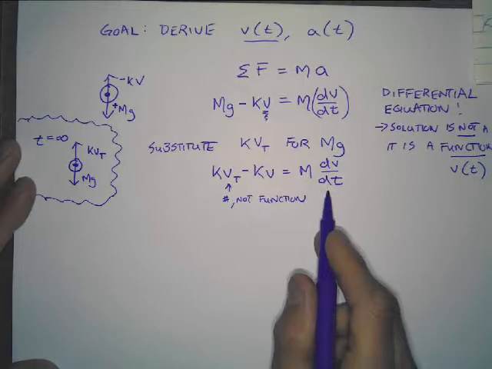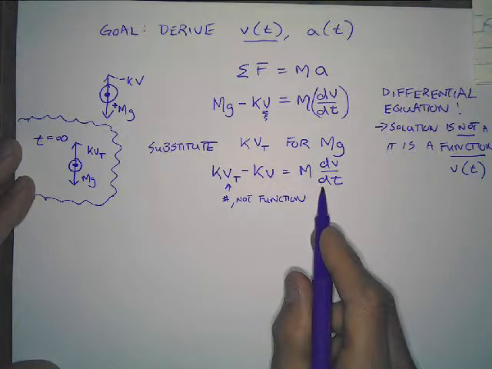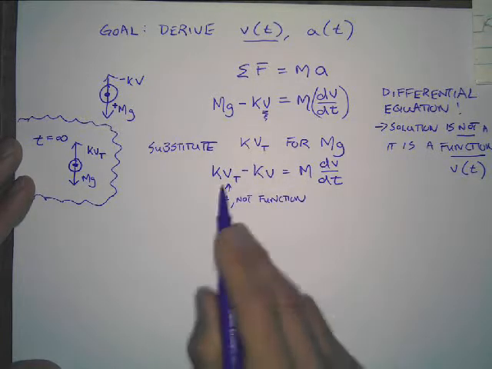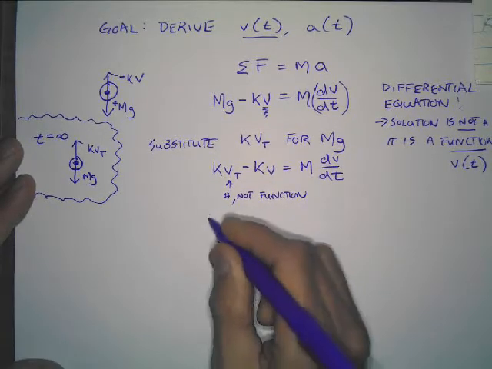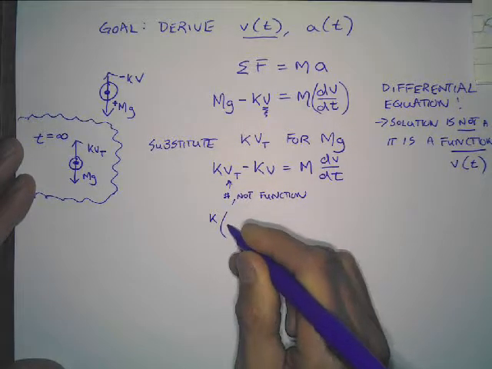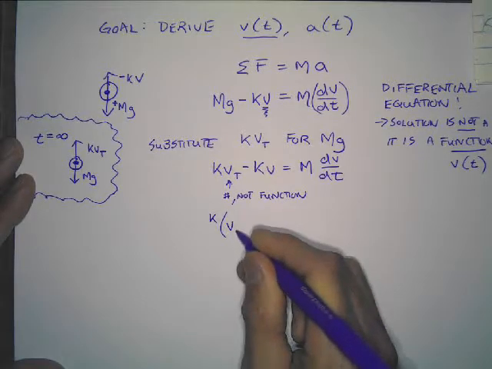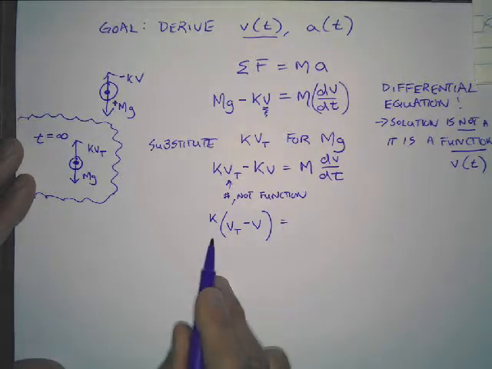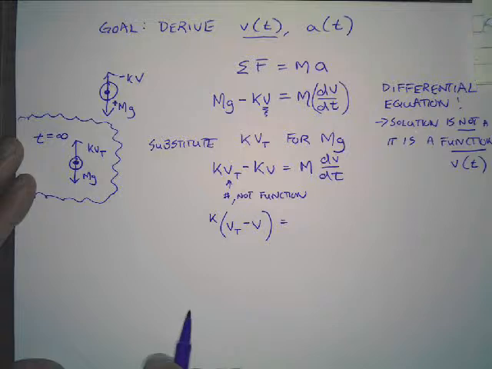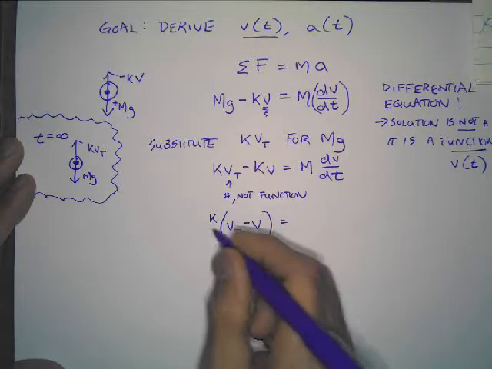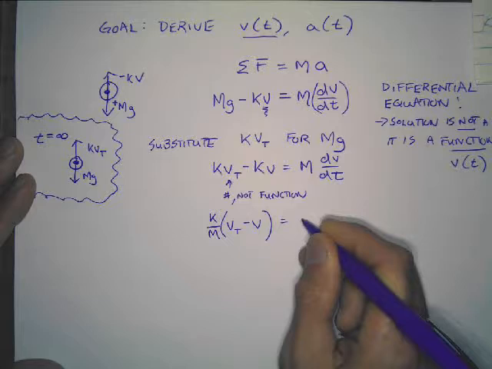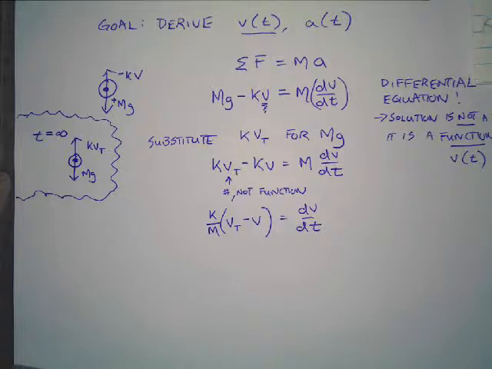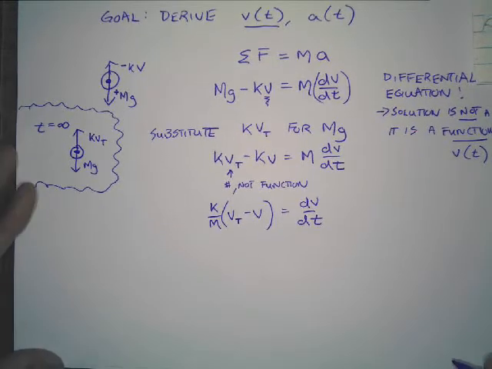Okay, so let's now take our formula here, our differential equation, and I'm going to divide both sides by the mass, and I'm also going to factor out the k. If I factor out the k, it would look like that, right? Because k multiplies both terms. And if I divide by the mass, then I'm left with the derivative on the right side of the equation. Okay, so just some algebra there.